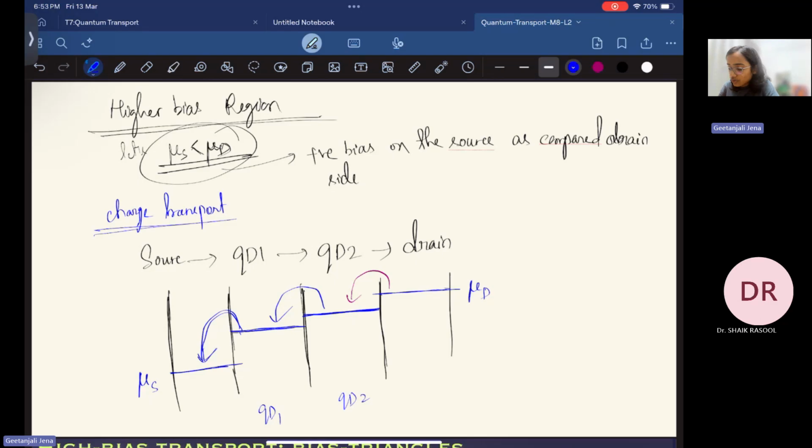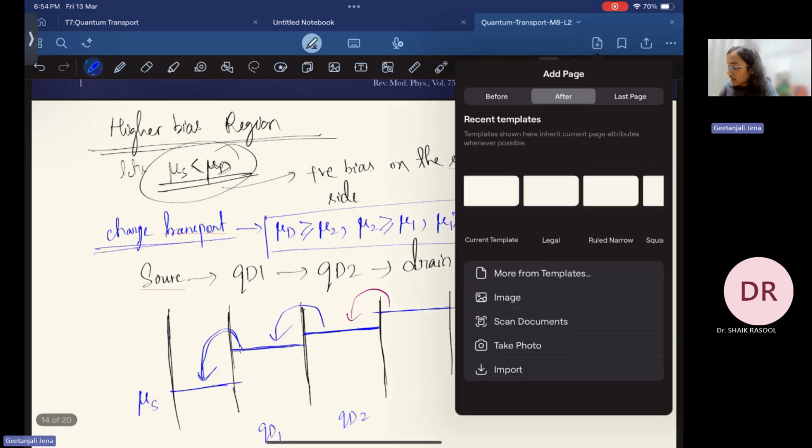for charge transport to happen in the higher bias case, they need to satisfy μd should be greater than or equal to μ2, μ2 should be greater than or equal to μ1, and μ1 should be greater than or equal to μs. Okay, so this is the transport condition for the higher bias case.